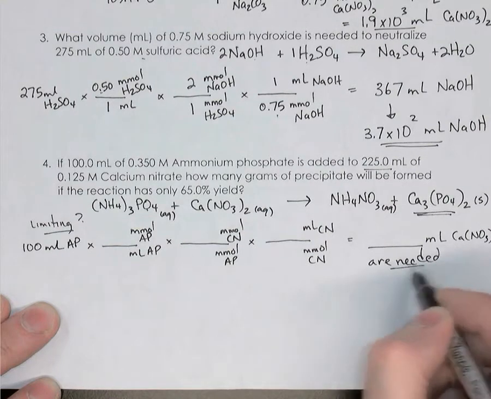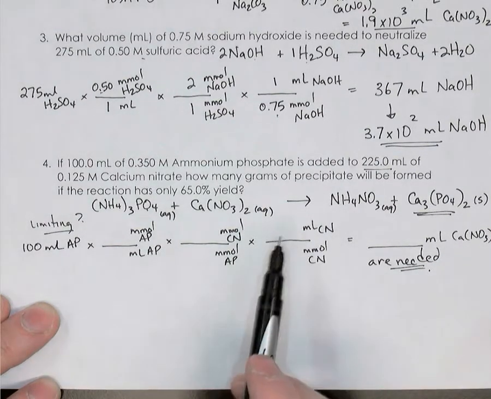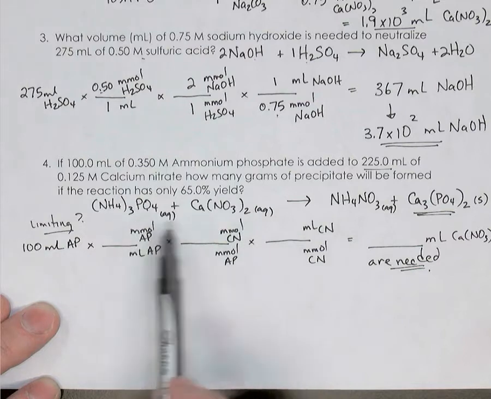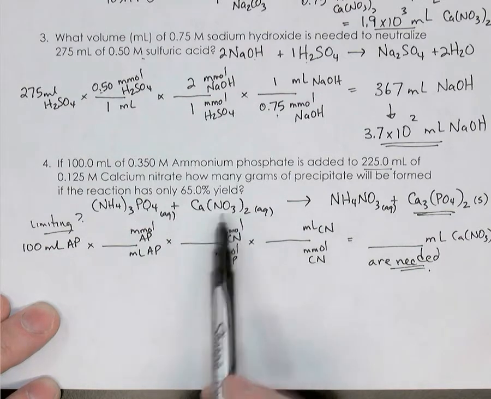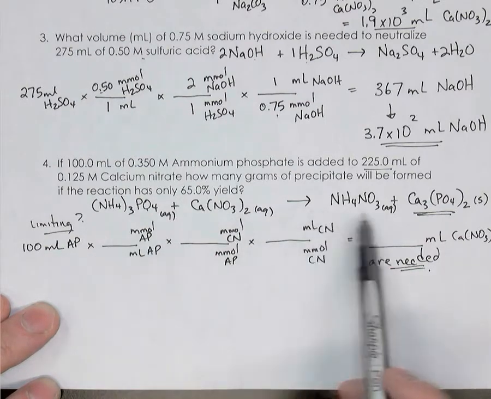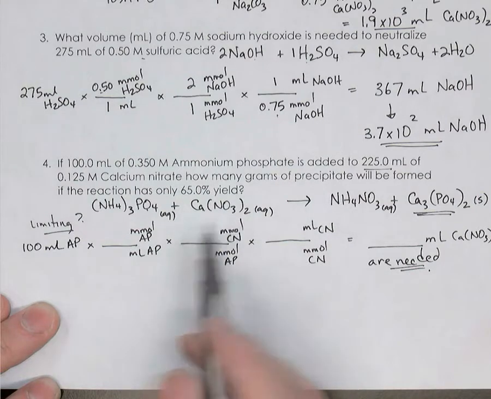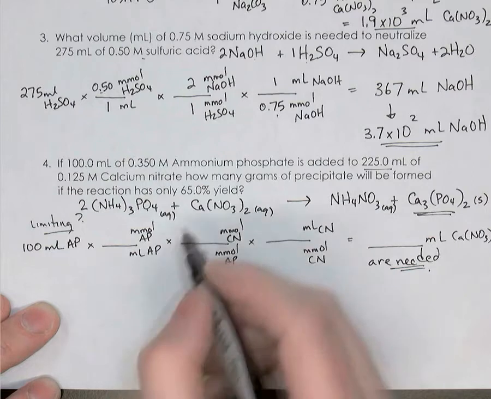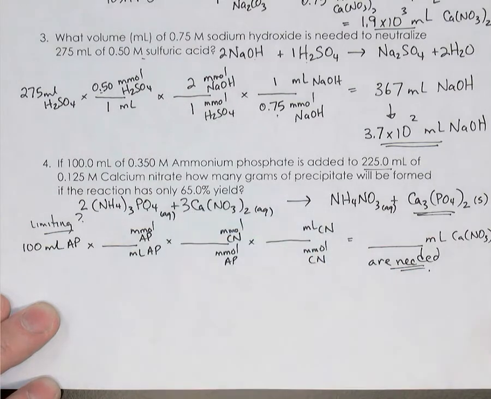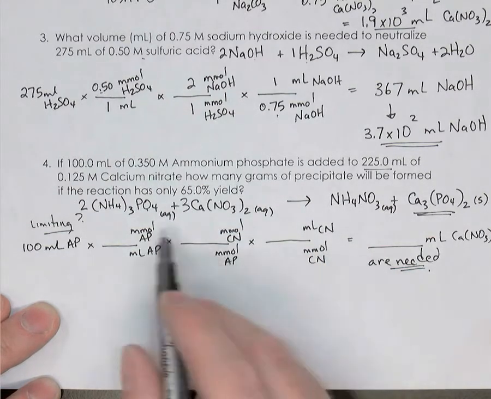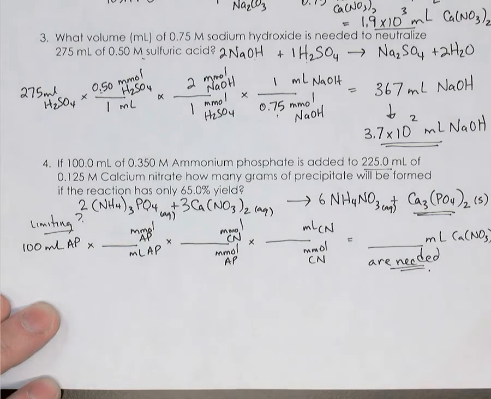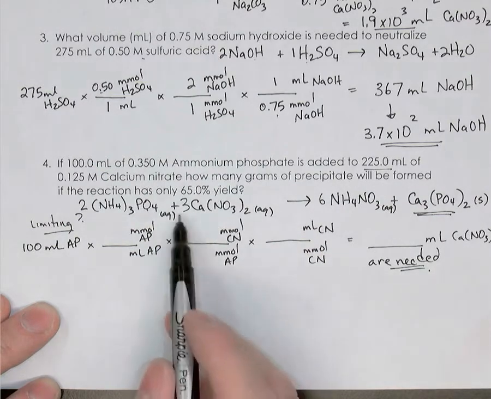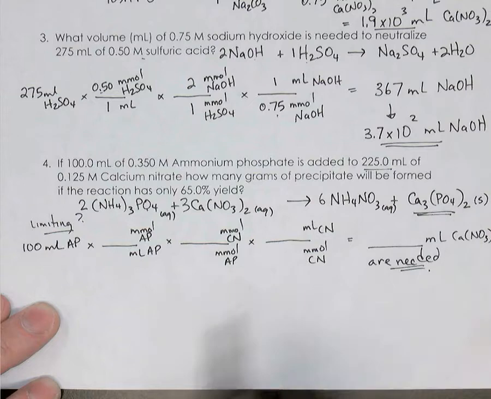Now let's go back and balance our chemical equation. I see that there's 2 nitrates and 3 ammoniums, and they're going to make ammonium nitrate, so they're going to have to be equal. So I'm going to put a 2 here to give me 6 ammoniums, and I'll put a 3 there to give me 6 nitrates. That's going to give me 6 ammonium nitrates. And then 3 calciums and 2 phosphates. There you go. There's my balanced equation.